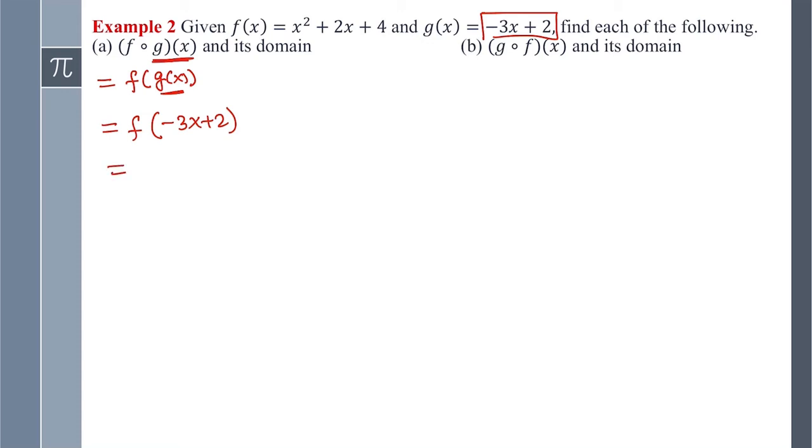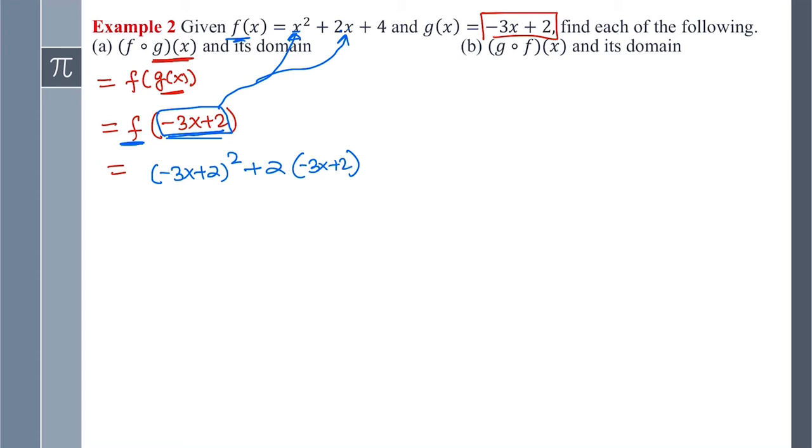Now all we need to do next is evaluate f of this quantity here, and we have already done this. Okay, we know how to evaluate a function. So whenever you are evaluating a function, you take this whole quantity and replace the x in f with that quantity, because this is f of a quantity. So that becomes, this equals, x is squared, but now x is negative 3x plus 2. So negative 3x plus 2 squared plus 2 times x, but now x is negative 3x plus 2, plus 4.